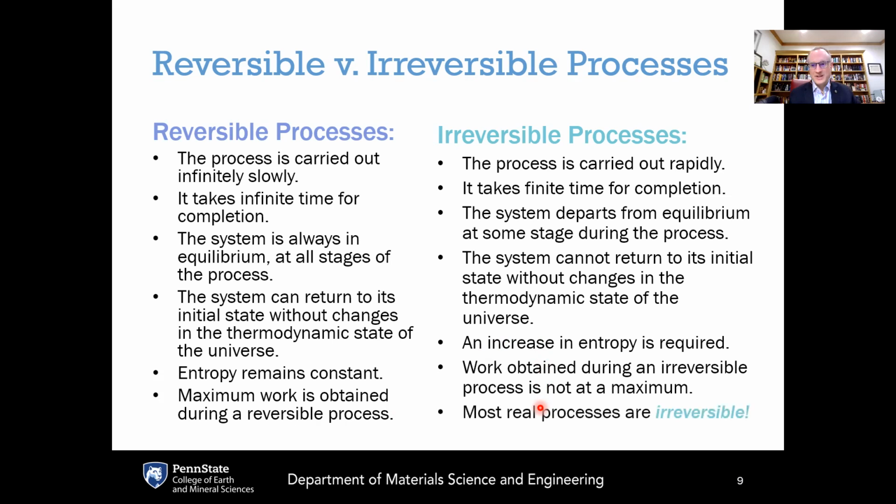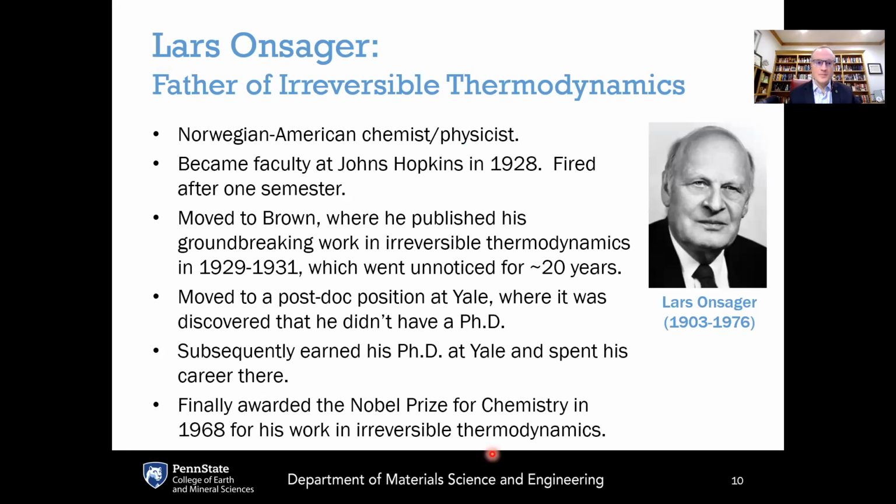Which one of these is realistic? Reversible processes are great for considering ideal situations, like in thermodynamics textbooks, but almost all real processes that we observe are irreversible processes because they do involve going out of equilibrium, sometimes by a lot, sometimes by a little, and because they occur over a finite time scale. So irreversible thermodynamics is critically important for us to understand real processes that occur.